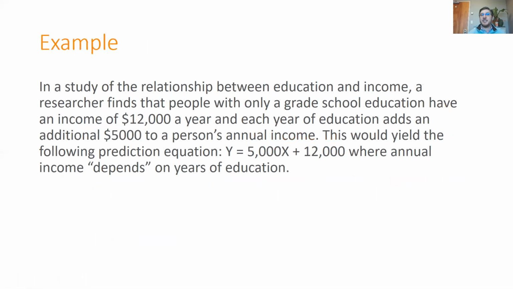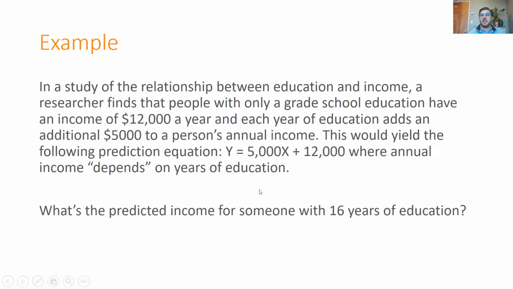So here's another example. In a study of the relationship between education and income, a researcher finds that people with only grade school education have an annual income of $12,000, and each additional year adds an additional $5,000 to a person's income. So this would yield the following regression equation. With only grade school education, you earn $12,000. For each additional year of education, you earn an additional $5,000 on average. So this equation represents annual income, which depends on the years of education.